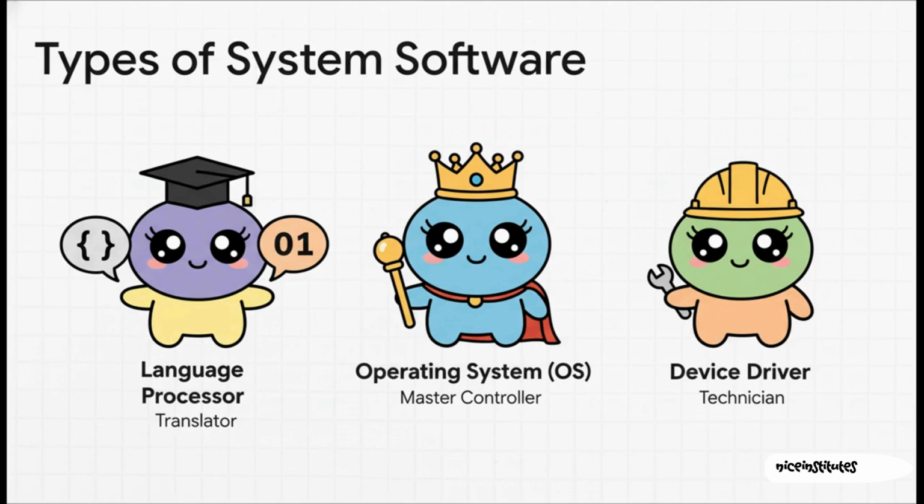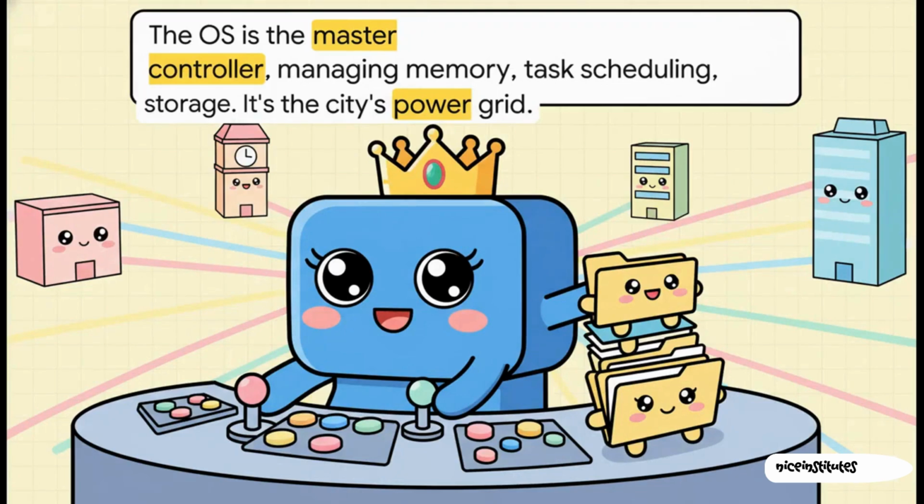You've got the operating system, which is kind of the master controller. Then there are language processors, which are like the city's official translators. And finally, device drivers, who are the specialized technicians. The operating system, or OS, yep, that's your Windows, your Mac OS, your Android. It is the absolute boss. It manages your computer's memory, it decides which tasks get priority, it handles all your files. It's basically the city government and the power company all rolled into one, just making sure every other piece of software gets what it needs to run properly.